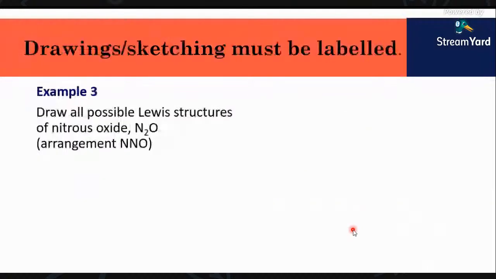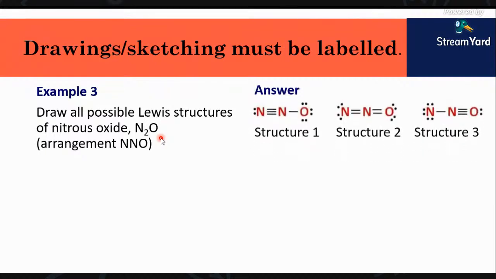The next type of question that we are going to go on to is drawing and sketching. Each drawing and sketching that you do must be labeled. For example, here it's given: draw all possible Lewis structures of nitrous oxide. How are you going to answer this question? There are actually 3 structures, and make sure to label your 3 structures. Identify them by stating this is structure 1, structure 2, and structure 3.